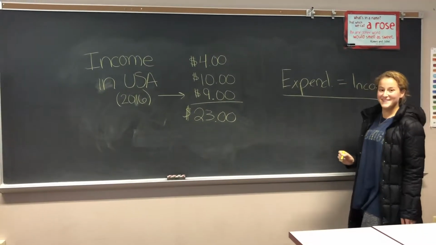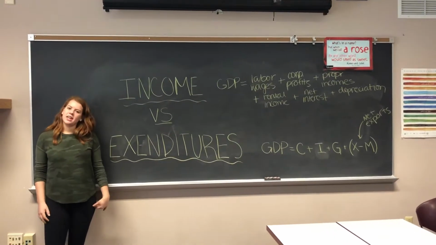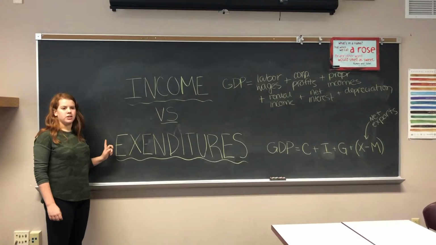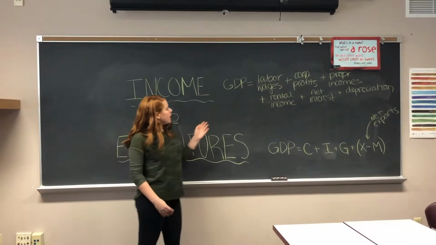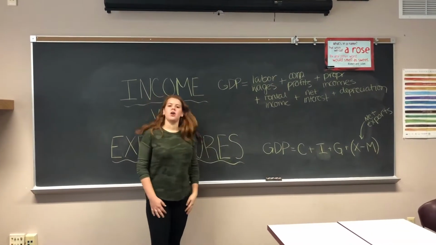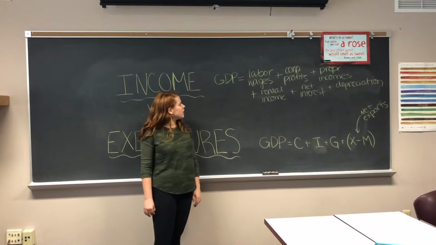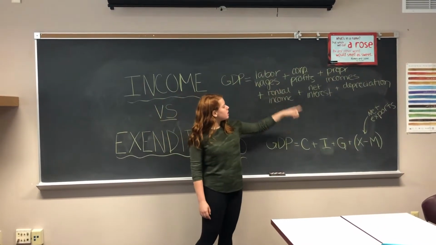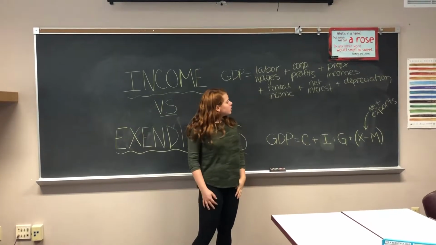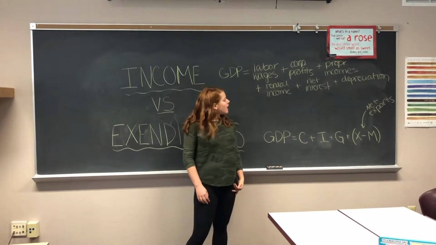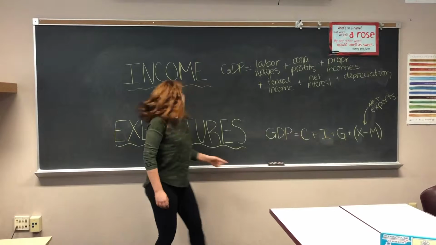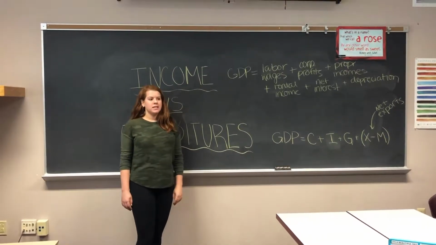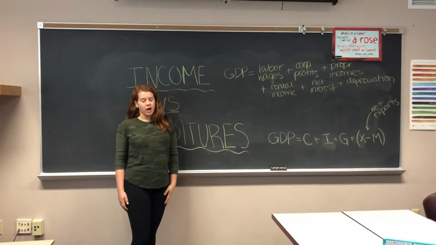That's key. So the two ways to calculate GDP, which we just went over, are income and expenditures. First, we'll look at income, and it's basically just the total incomes of all the people in our country. So that includes labor wages, corporate profits, proprietors' incomes, rental income, net interest, and depreciation. Then there's also expenditures, which is the total amount of money businesses and consumers have spent on products.